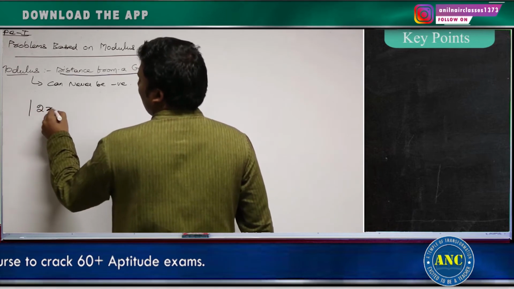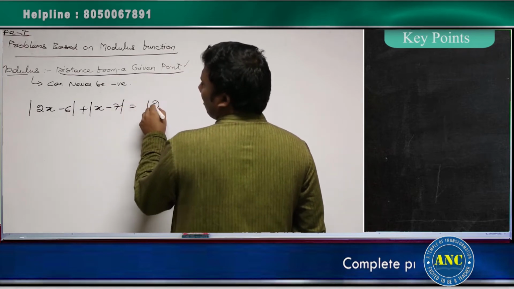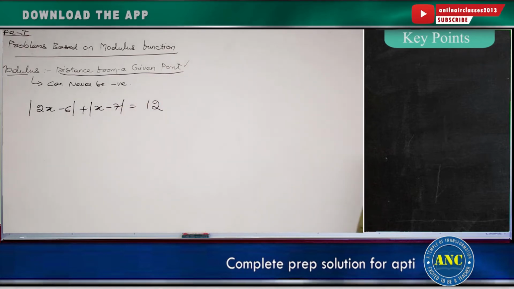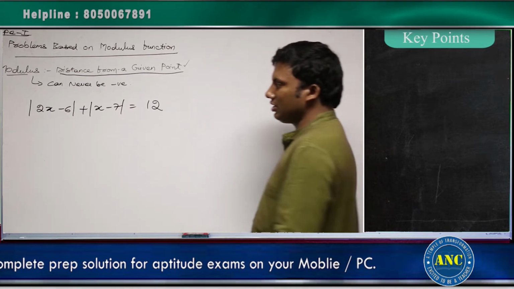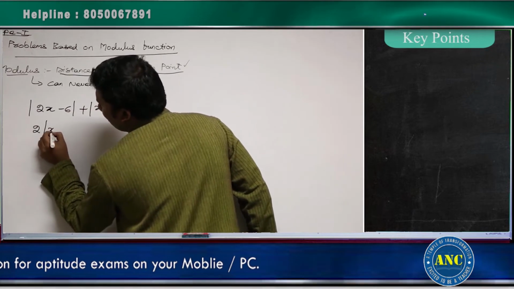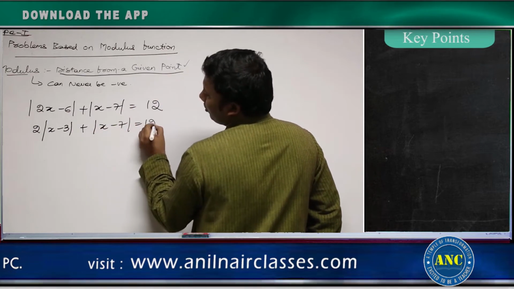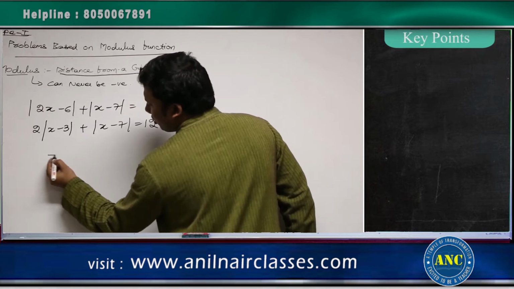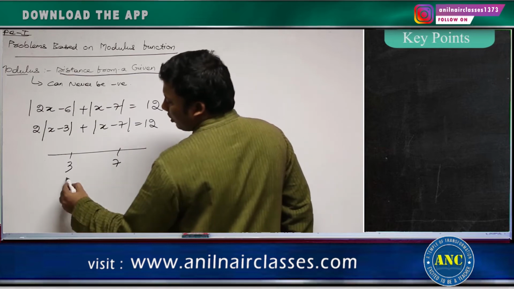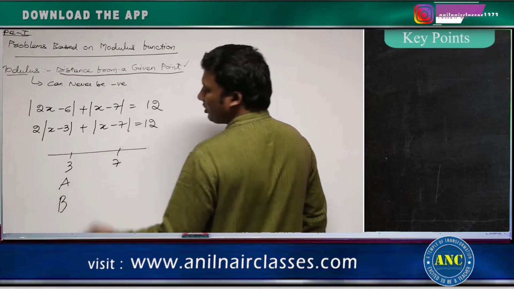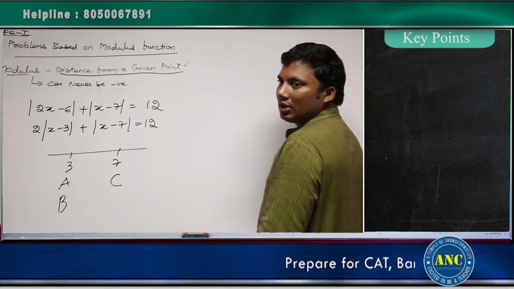Mod 2x minus 6 plus mod x minus 7 equivalent to 12. Now see here, first make it 2 into mod of x minus 3 plus mod of x minus 7 equivalent to 12. Since the coefficient is 2, the critical points of x are 3 and 7, but it is 2. So instead of one person, make 2 persons. Stay here at point 3.